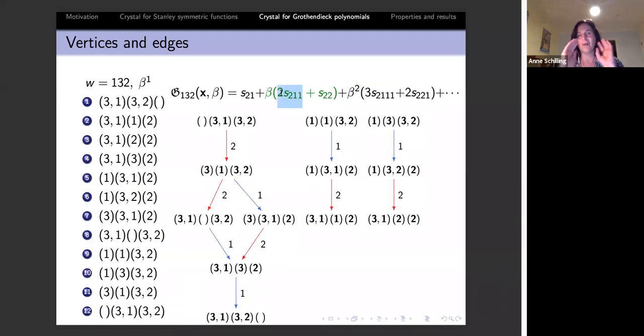Okay, so as you can see, once you have the crystal and you believe it's actually a crystal, then you immediately get the Schur expansion. And it will also work for the higher order terms, right? You just look at longer words, for this one you would look at things with 5 letters in it and so on.